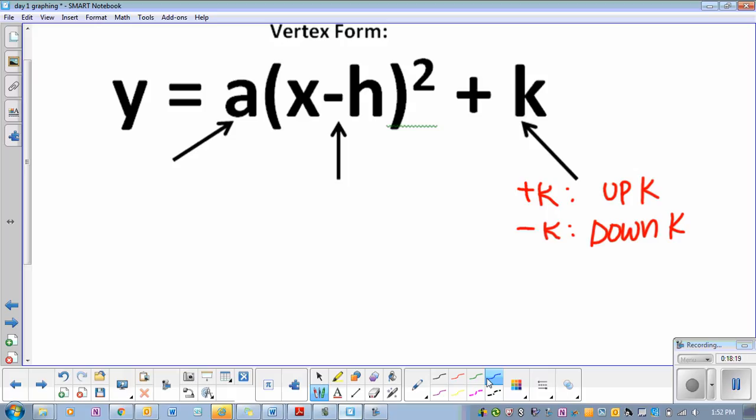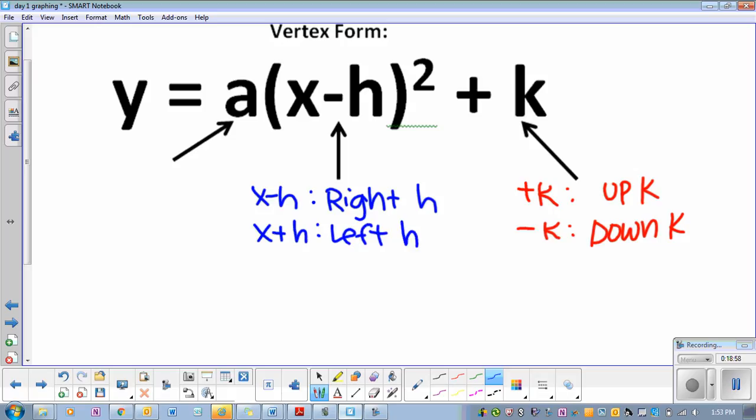Now, let's go on to the middle part there with the x and the parentheses squared, right? How about if we have an x minus h? X minus h. You'd think it would be left, but it's opposite, so you have to go right. Guys, remember, x minus h, so I'm like minus 3, that means you're going right 3. So then x plus h means that you're going how? Good. Left h.